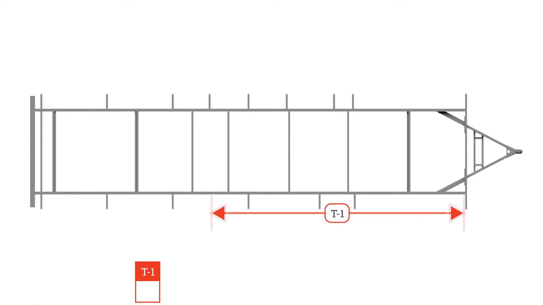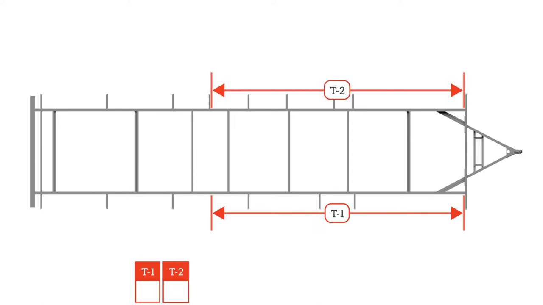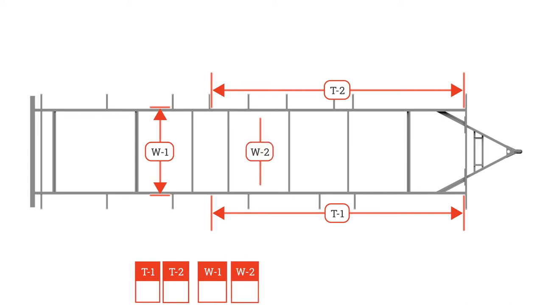Starting on the curb side, measure center of axle hanger to intersection of main rail and front cross member for T1. Repeat process on opposite side for T2. Then moving behind the rear hangers, measure top hanger to top hanger for W1. Then repeat process in front of the front hangers for W2.